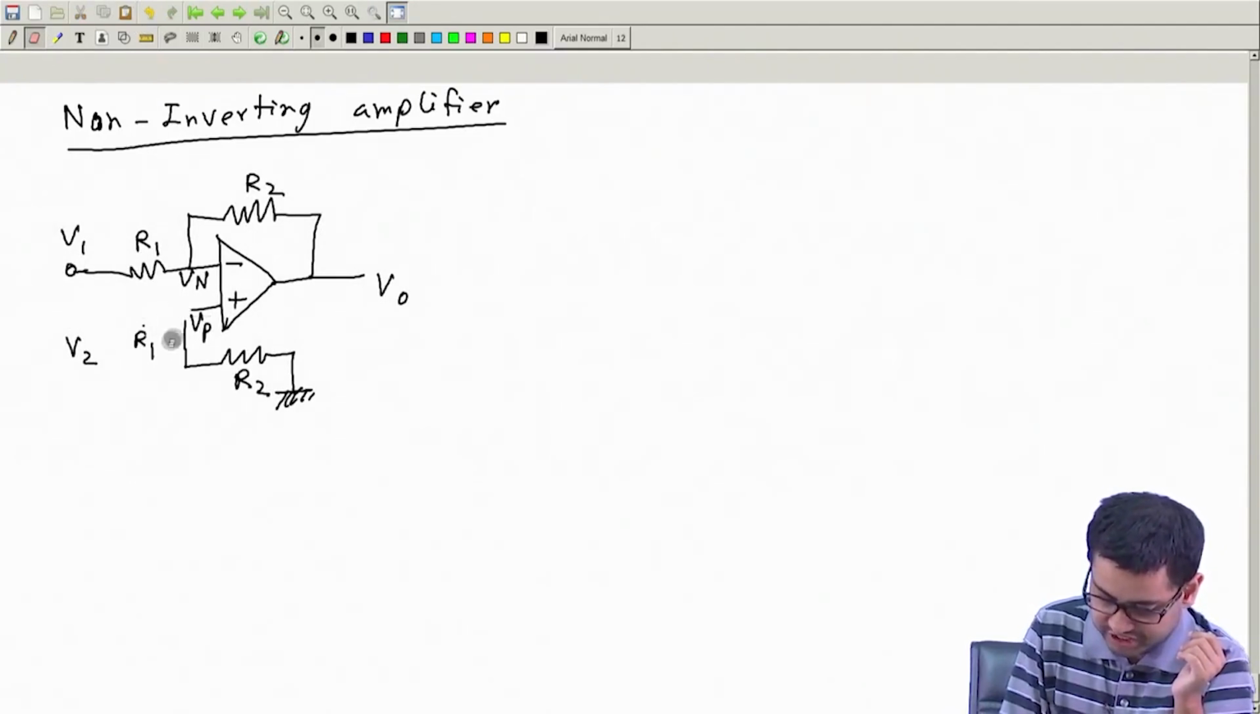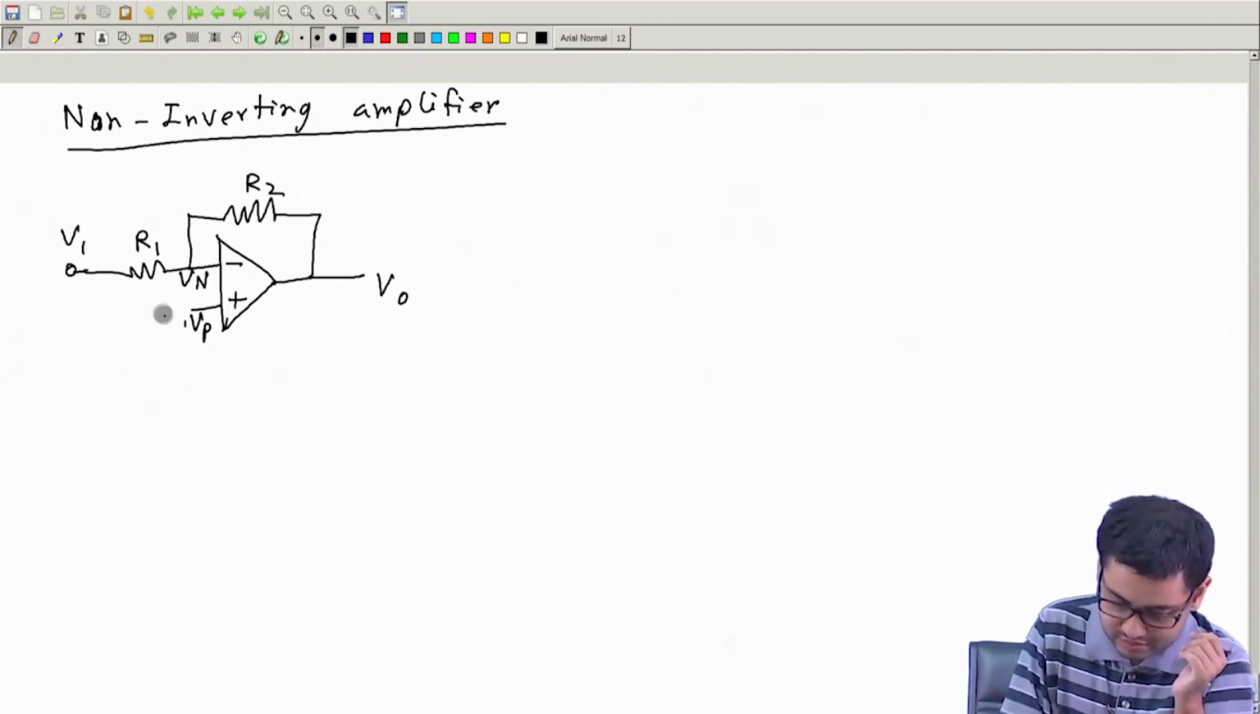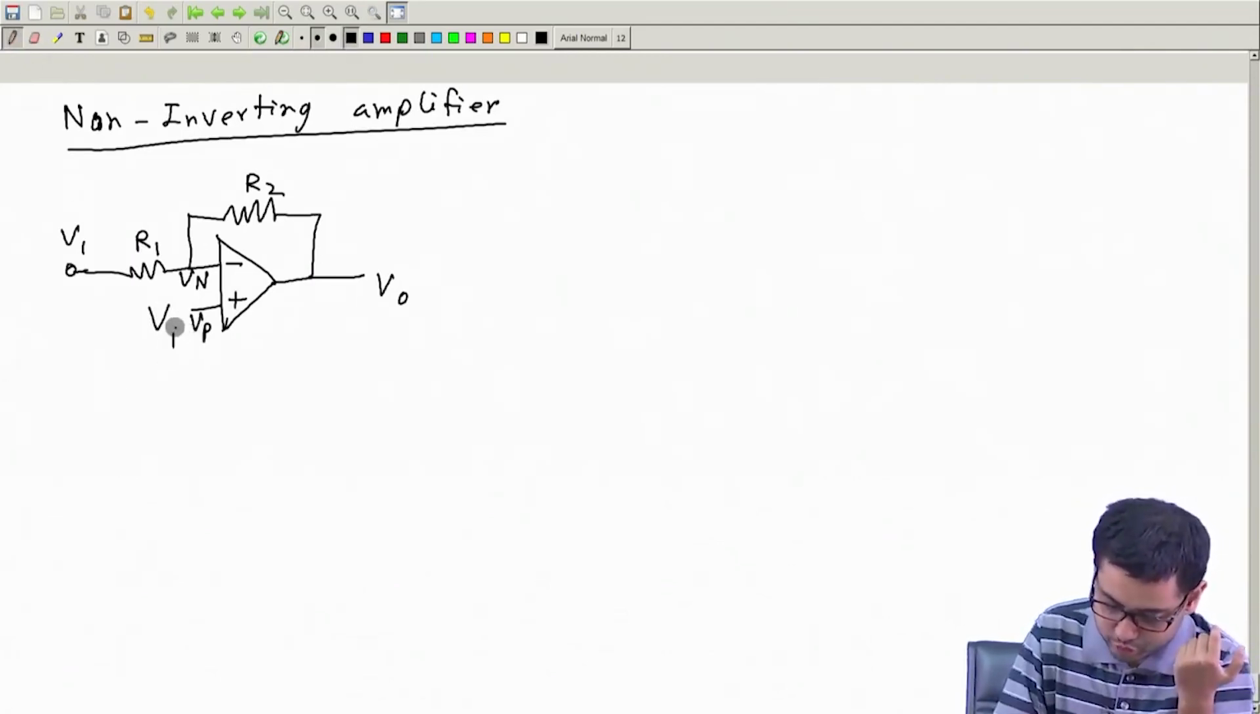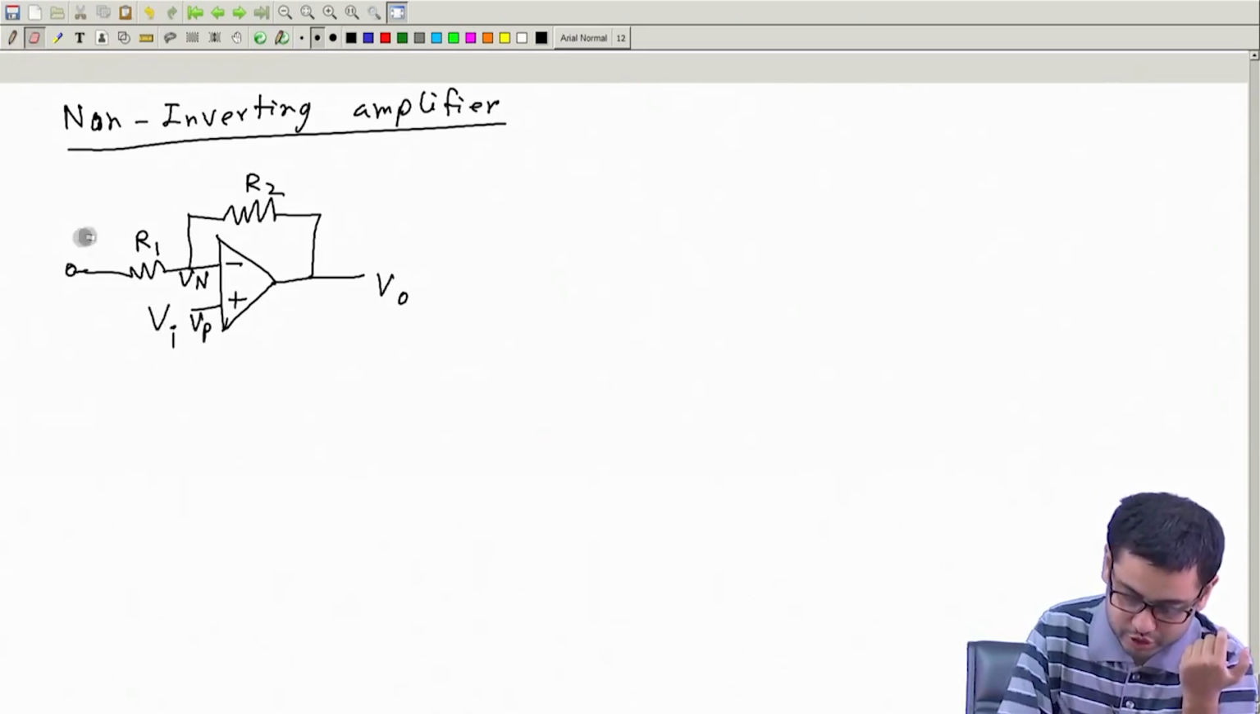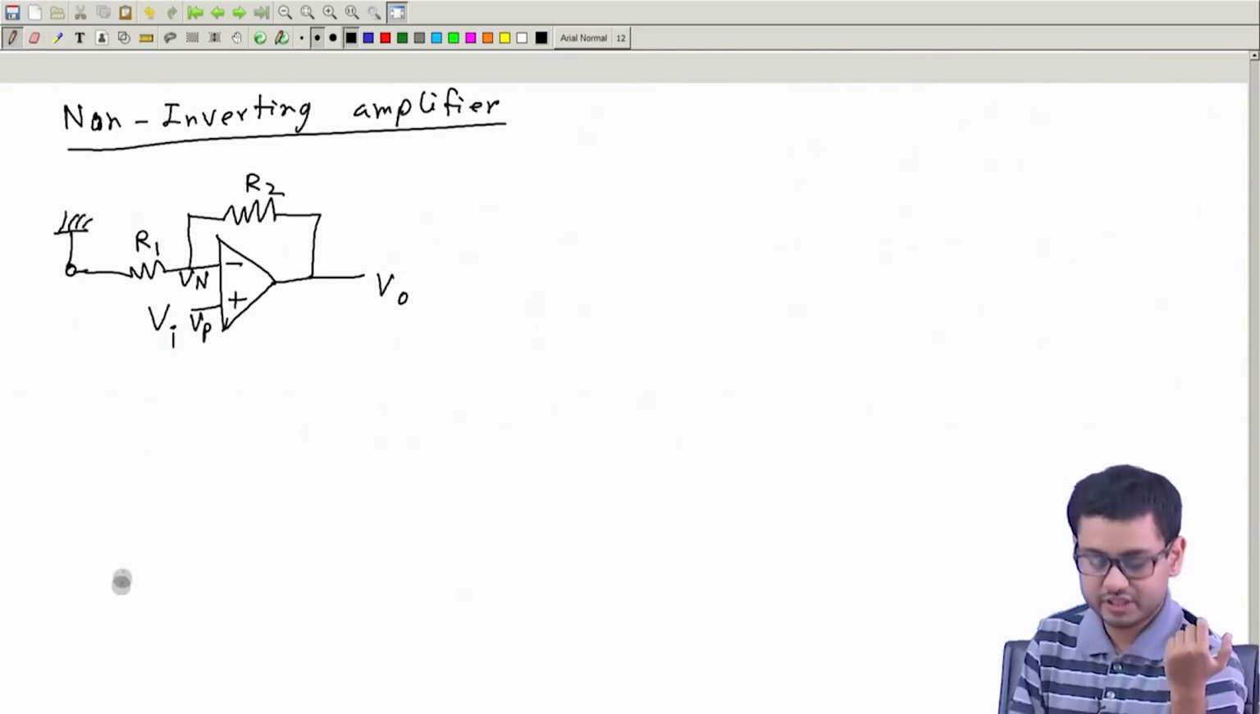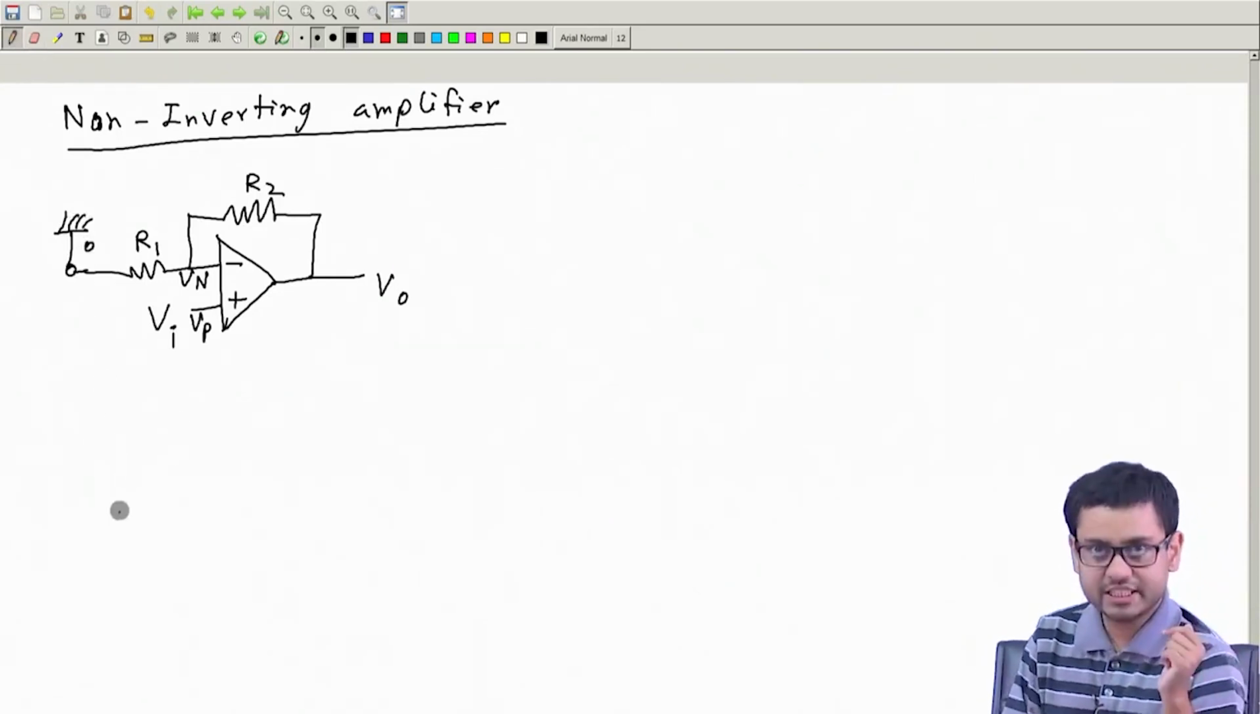Okay, so therefore you just erase it and give the input directly. Call it VI, I for input, and this terminal is going to be grounded, 0. So this is the circuit.